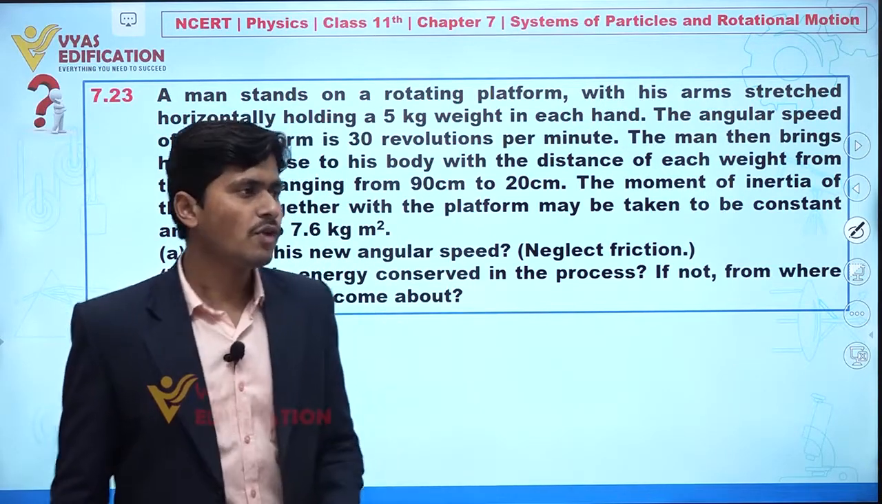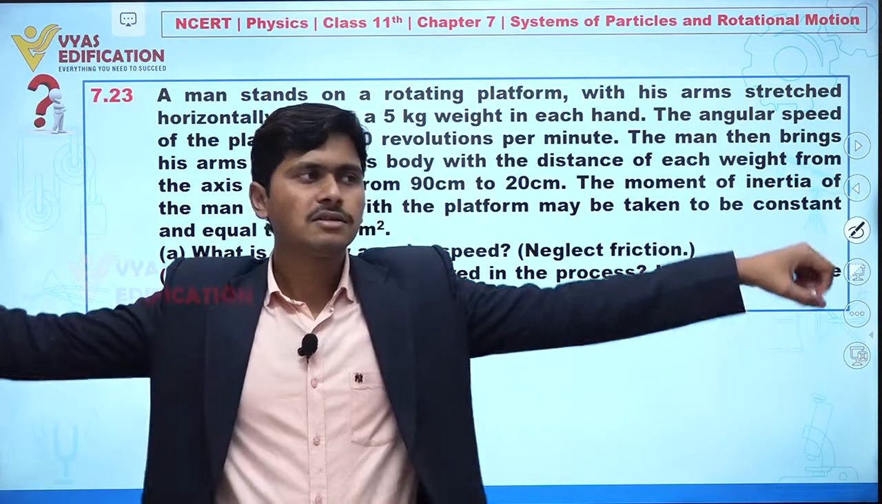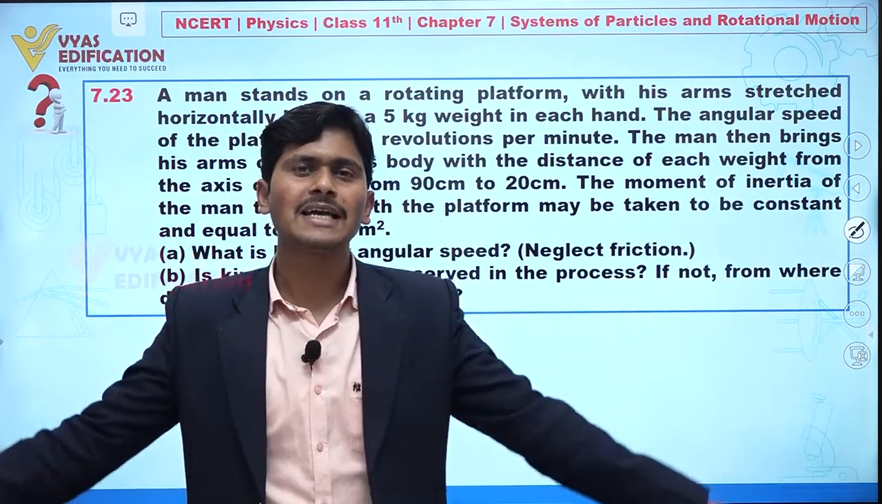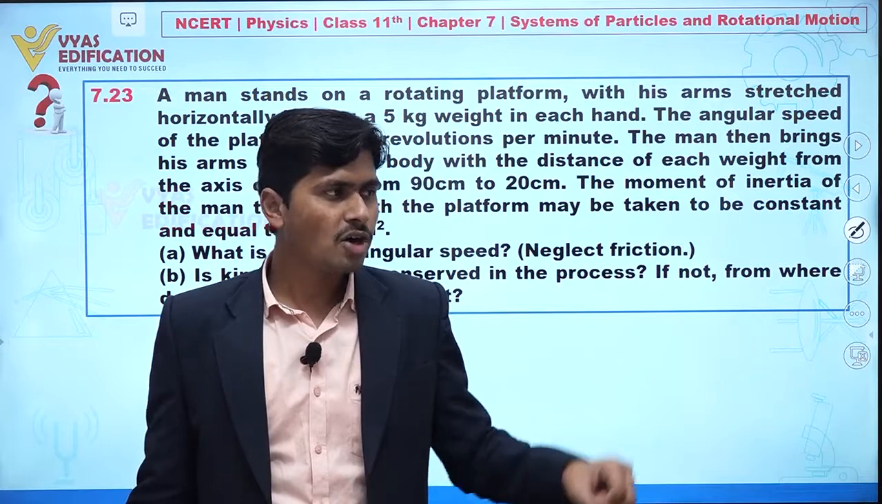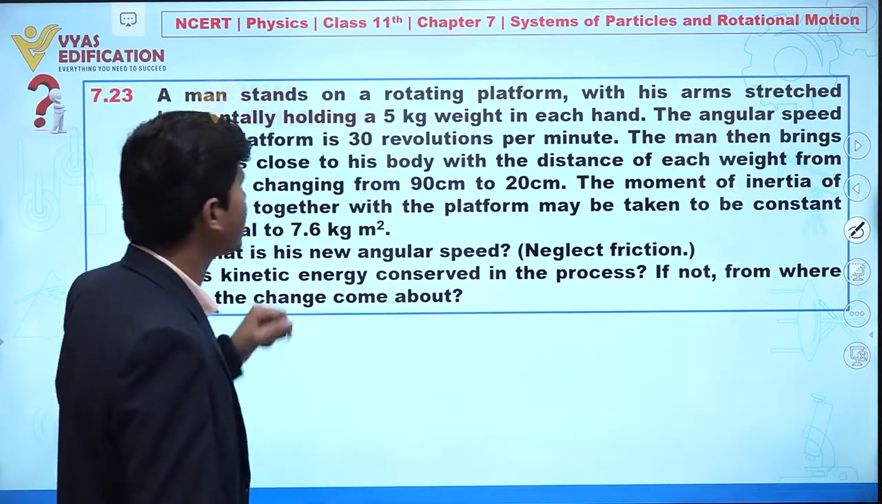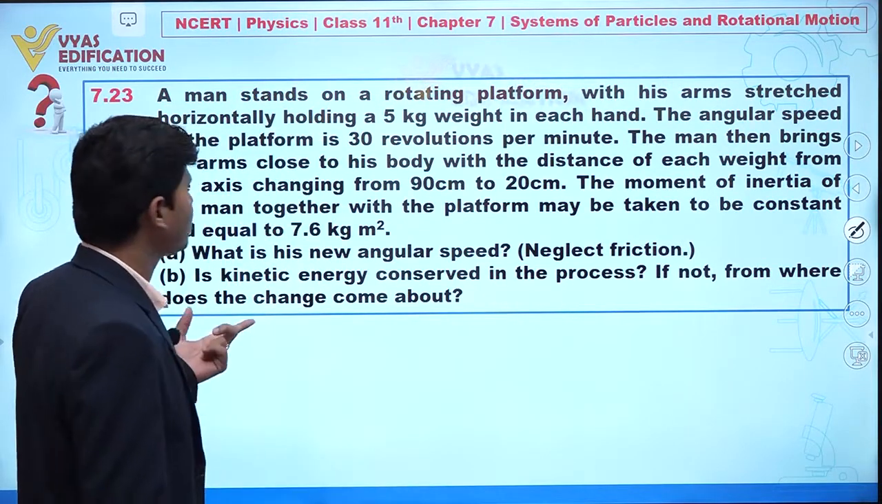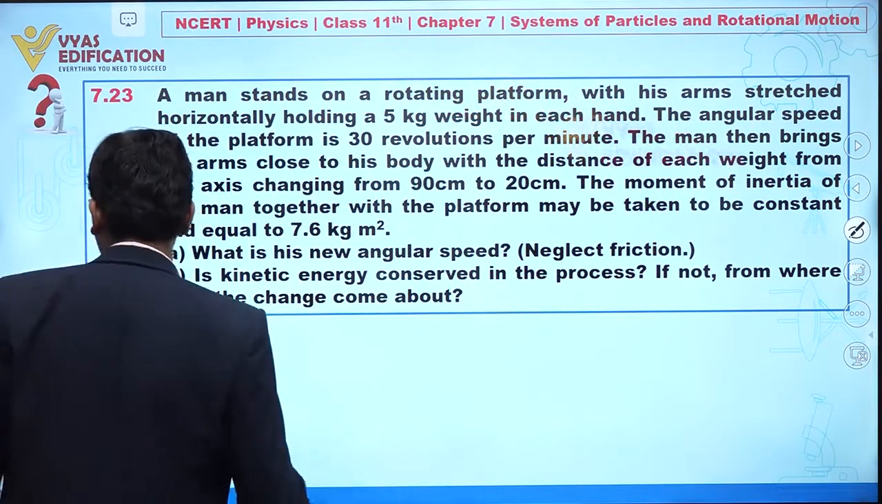Now what will happen after some time? When I fold my hands, the distance of each weight from the axis of rotation becomes only 20 centimeter. Now what is my objective? My objective here is to find the new angular speed. Now let us try to understand.